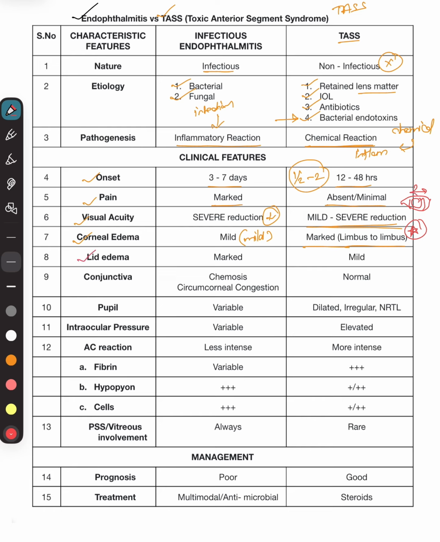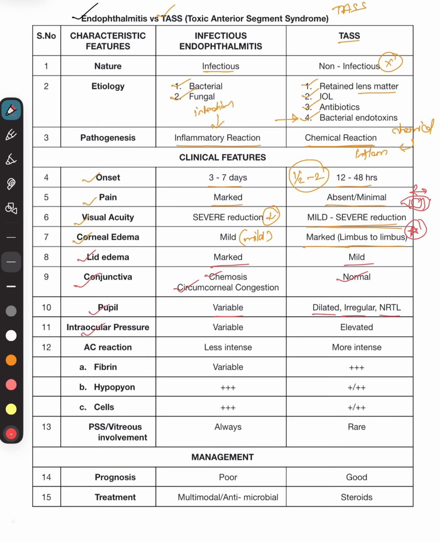Then lid edema. In infection it will be marked lid edema; in TASS you will have mild lid edema. Conjunctiva: in infection, conjunctival chemosis and circumcorneal congestion; in TASS the conjunctiva will be normal. Pupil. All these are inflammatory markers, and inflammatory markers are more pronounced in infectious endophthalmitis. Now the pupil in infectious etiology is variable, but in toxic anterior segment syndrome it is dilated, irregular, and not responding to any kind of light stimulus. So you'll have a static pupil.